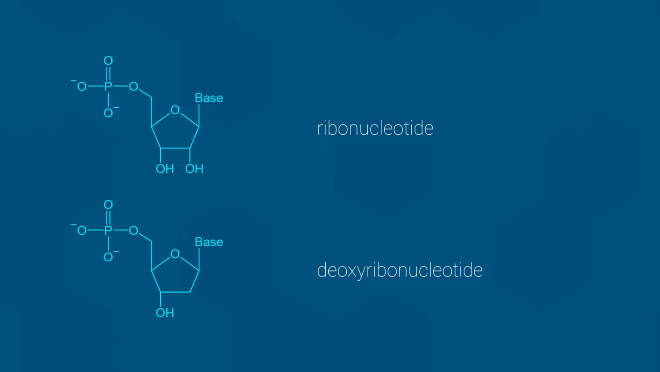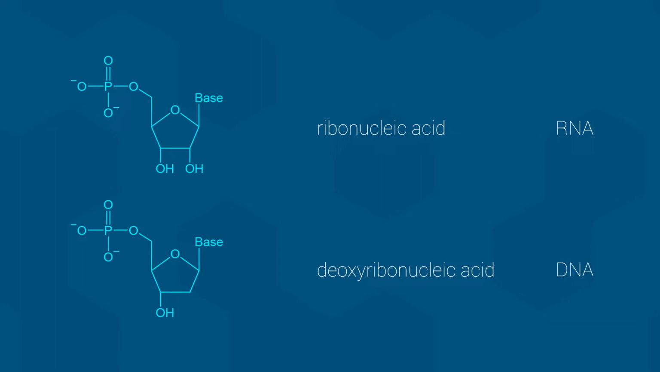They seem similar, but how they are used by the cell is significantly different. Ribonucleotides are the monomers used to build ribonucleic acids, better known as RNA. On the other hand, deoxyribonucleotides are used to form RNA's much more famous sibling, deoxyribonucleic acid, better known as DNA.